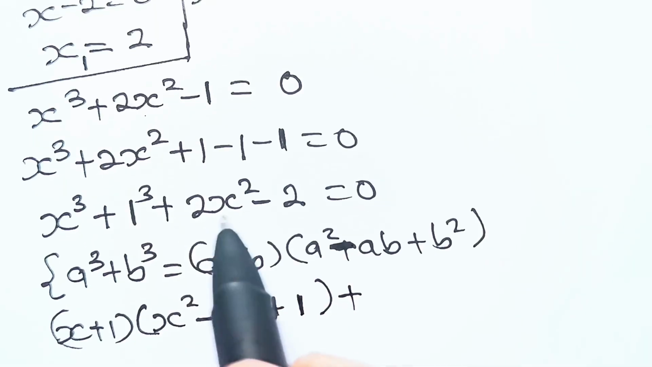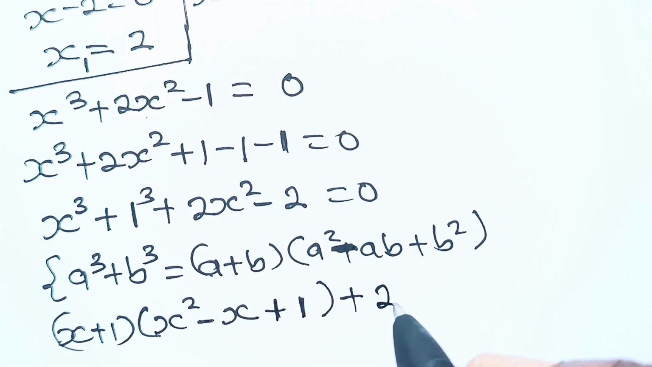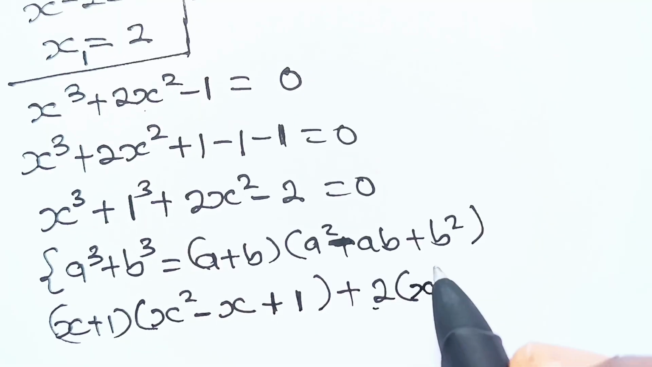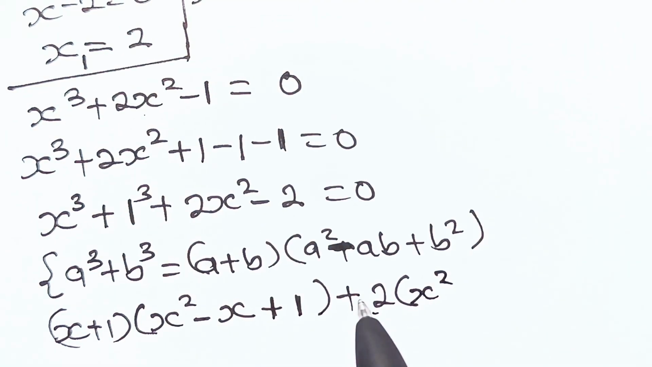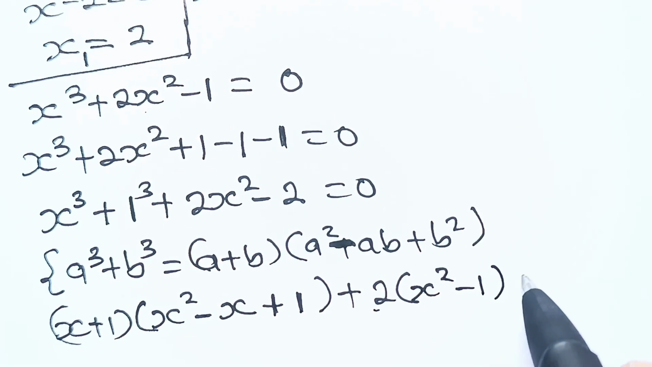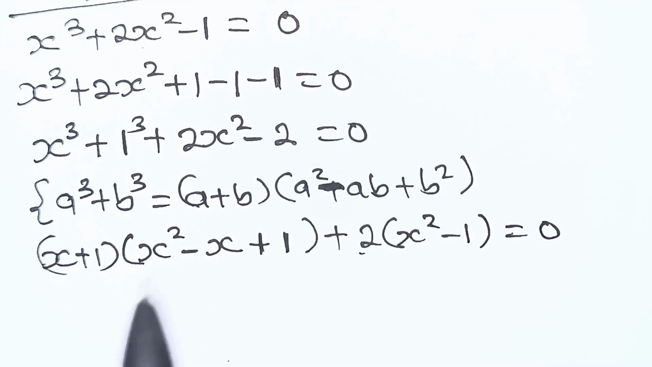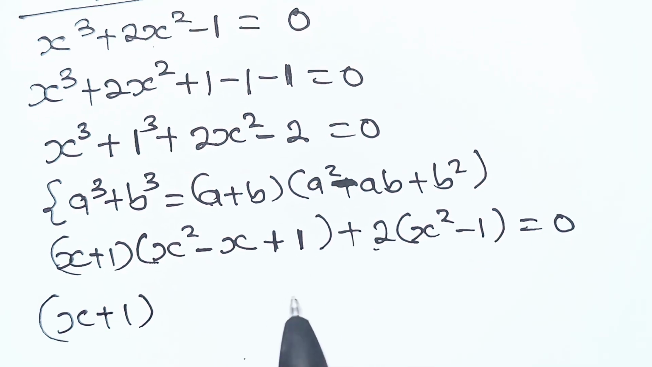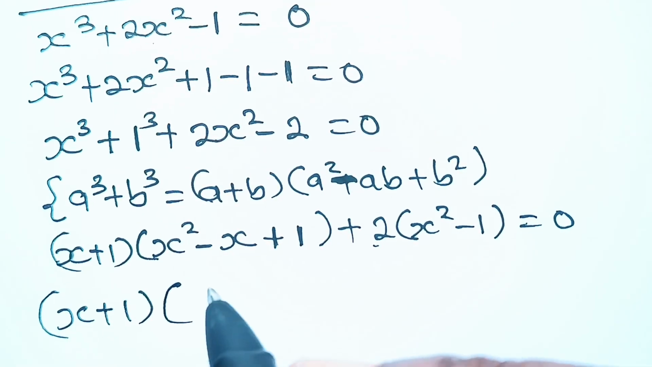Then plus, coming to this side, they have 2 in common, okay? So 2x squared divided by 2 is x squared, minus 2 divided by 2 is minus 1, is equal to 0. So we have x plus 1 multiplied by x squared.